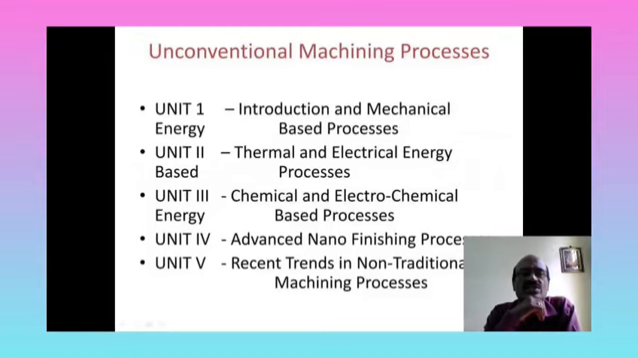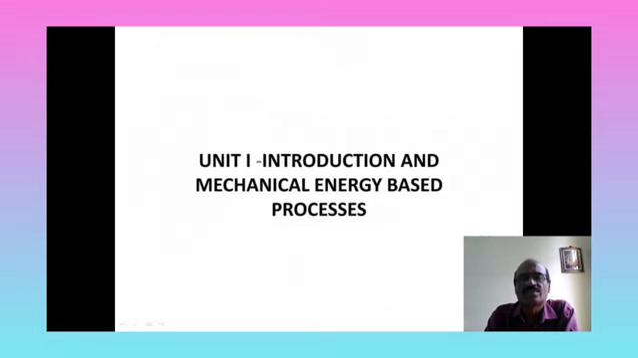Unconventional machining process. This subject is very, very important and useful for industrial purposes. Unconventional machining process is further classified into 5 topics. One is introduction and mechanical based processes. Second, thermal based processes. The third, chemical and advanced nano finishing processes. The last one, recent trends in non-traditional machining processes.